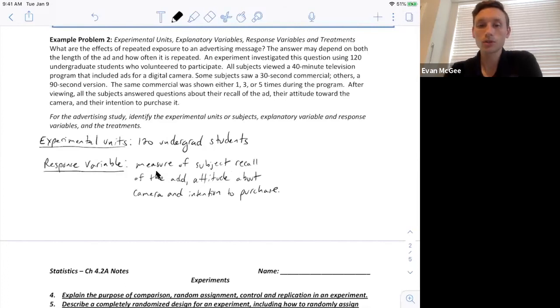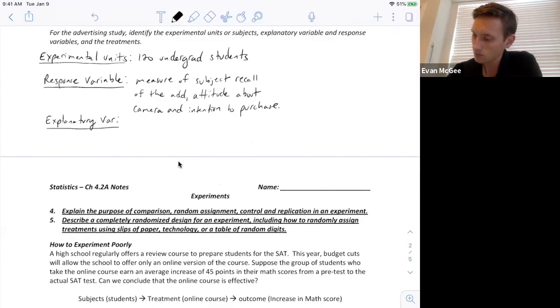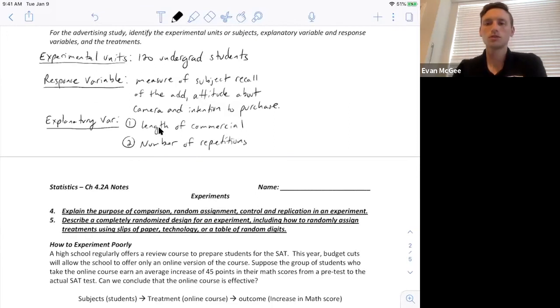So the explanatory variable is, what are they doing to see how well this works, or to see how well they recall, or what their attitude is about the camera. They're using the explanatory variable, which is the length of the ad as well as the repetition. So the length of the commercial is one of the explanatory variables, and the number of times it's repeated is another.